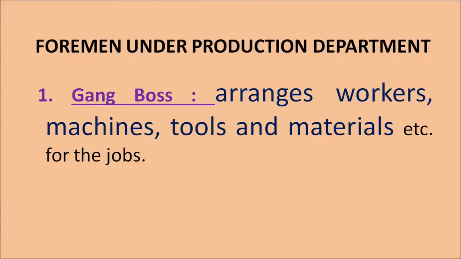Now we move on to the experts under the production department. So, first identified is a gang boss. A gang boss is one who arranges for workers, machines, tools, materials, and equipment required for the job. So, basically he brings them together at the right time and at the right place so that the job does not stop, it keeps on pursuing and they are all arranged in a proper manner.